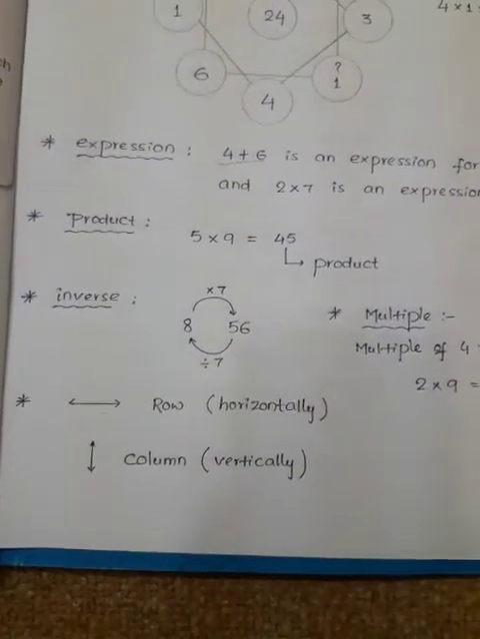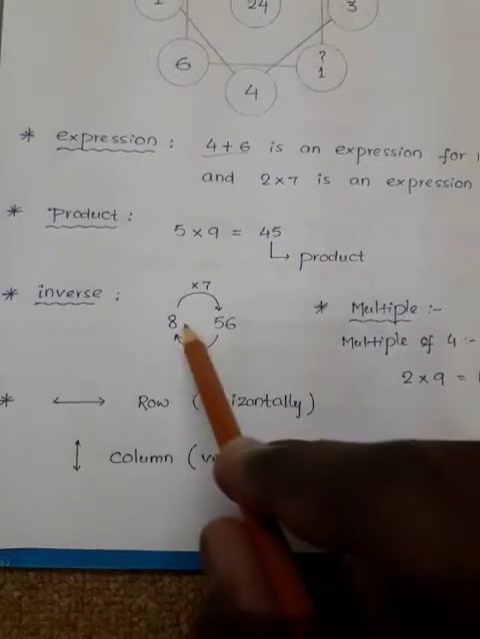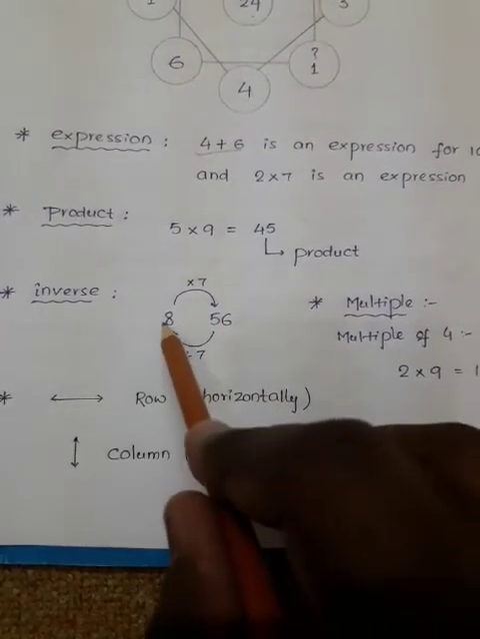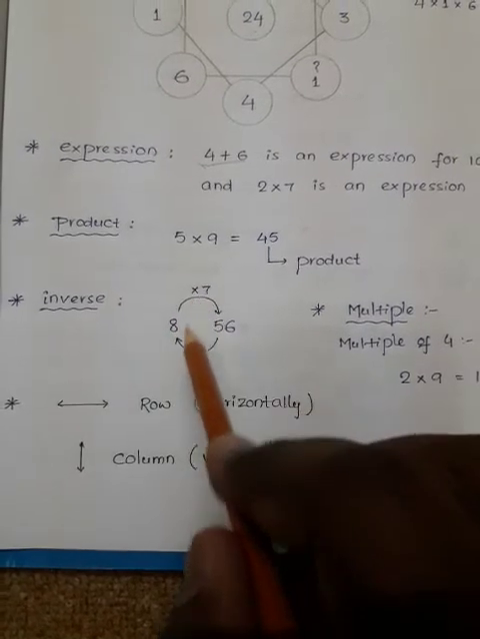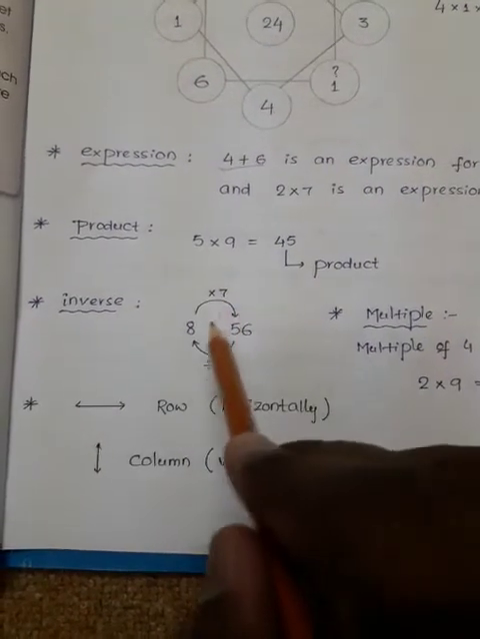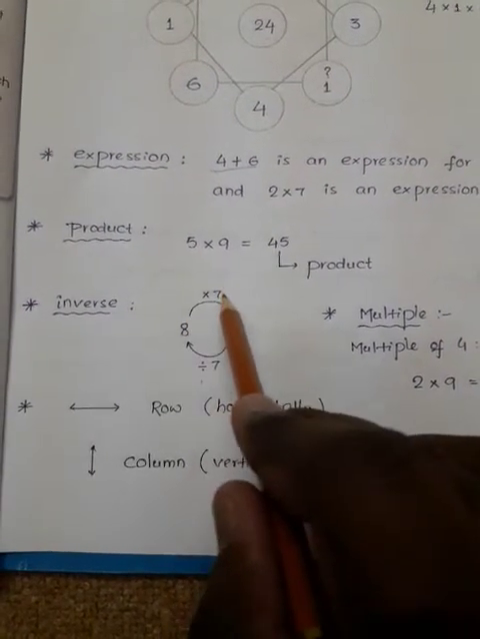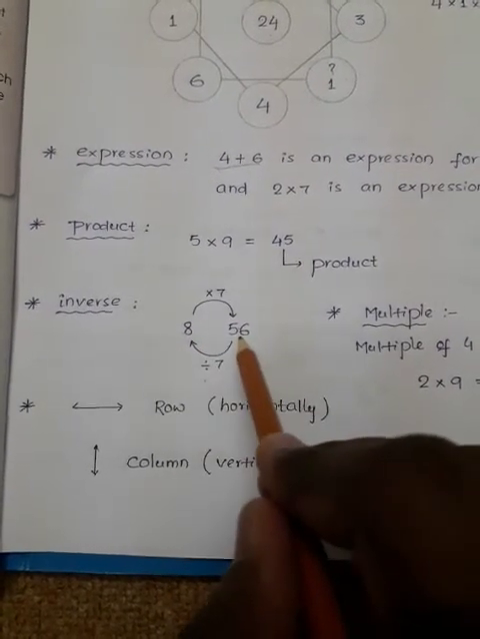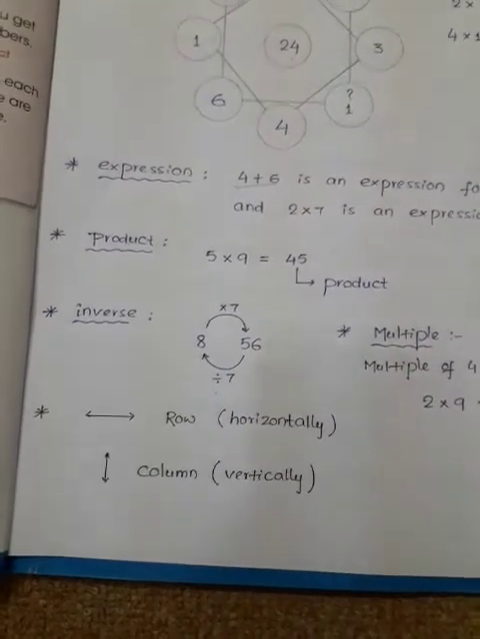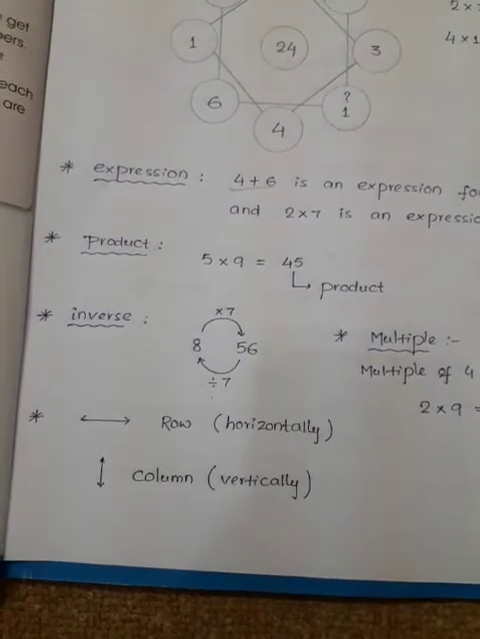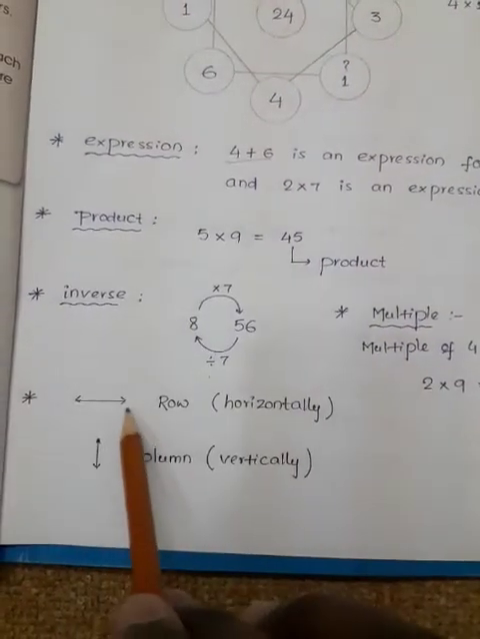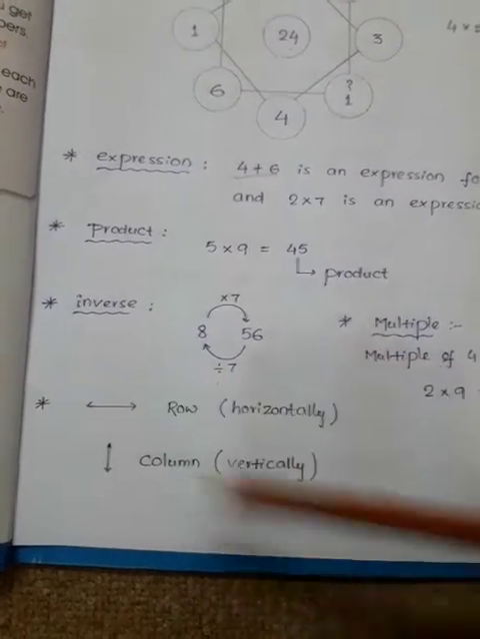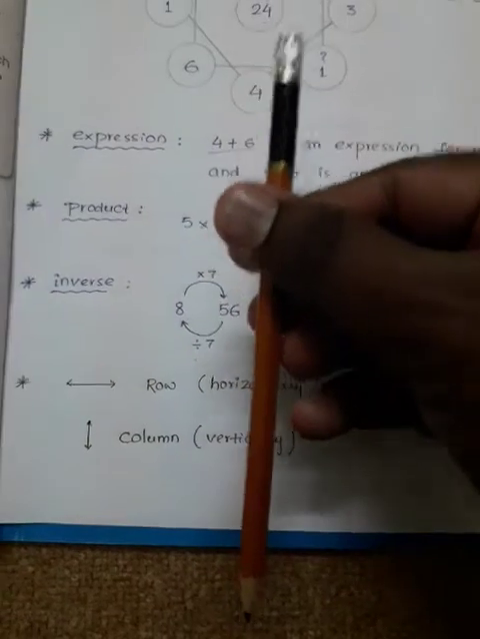What is inverse? Like here, 8 multiplied by 7 equal to 56 and 56 divided by 7 equal to 8. That means the opposite: multiply changes to division. So this is the inverse. When you come back reversely, 56 divided by 7 is equal to 8. This is called inverse. And remember, this part horizontally is called a row, and this one vertically is called a column.